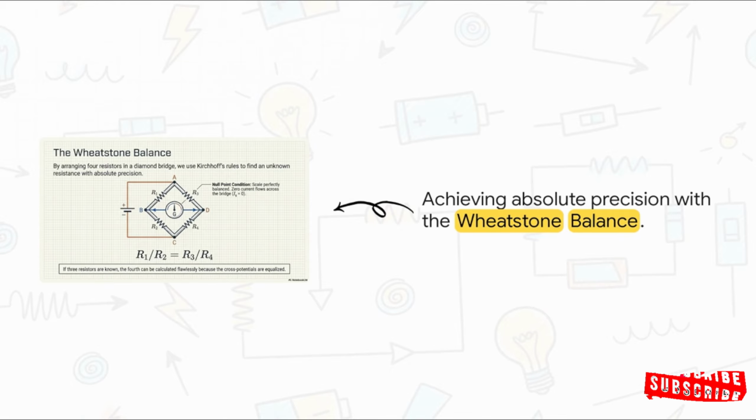And we can harness these exact rules in really clever arrangements, like the famous Wheatstone Bridge. By arranging 4 resistors in a diamond shape, we can find an unknown resistance with absolute precision. We just tweak the known resistors until the meter in the middle reads exactly 0. We call this the null point condition. At this perfect balance, the cross potentials are equalized, meaning no current flows across the center bridge, and we can easily calculate that 4th mysterious resistor perfectly.